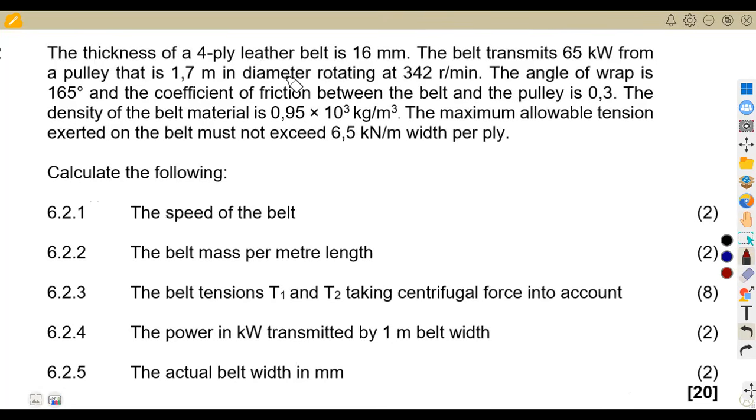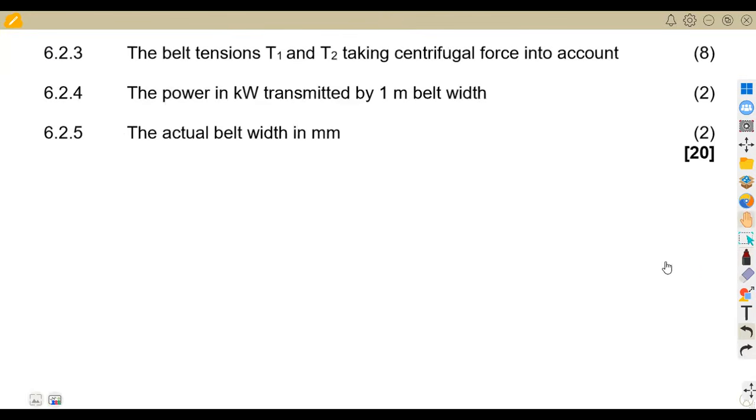If it is a V belt, you'll be given the number of V belts. When you are given the ply, like the 4-ply, or the 6-ply, whatever you're given, it is going to be representing n, which is for the flat belt. So the question that we are working with is for the flat belt. Remember, there are 2 belts that you're going to consider, the V and the flat. Here we are considering a flat belt. So we're given a 4-ply, that is n is equal to 4.